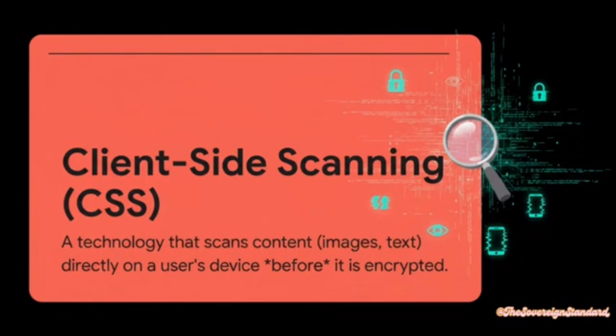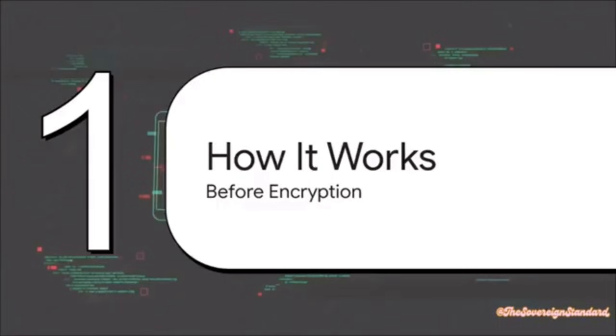And here's the absolute key thing you have to remember: this all happens before end-to-end encryption can even do its job. It's not scanning on some far-off company server, it's scanning right inside your device. Okay, so how does this actually work in that tiny split second after you hit send but before your message is actually protected? Well, it's a surprisingly simple and totally automated process.